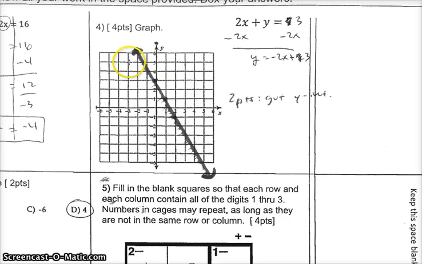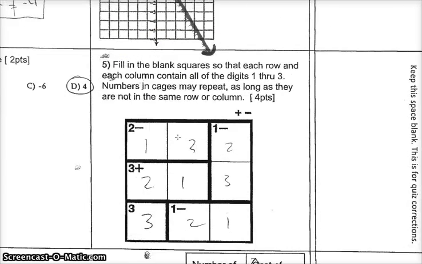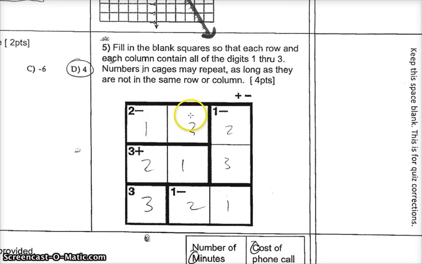Question number 5. Fill in the blanks so that each row and each column contain all the digits 1 to 3. Numbers in cages may repeat as long as they are not in the same row or column.